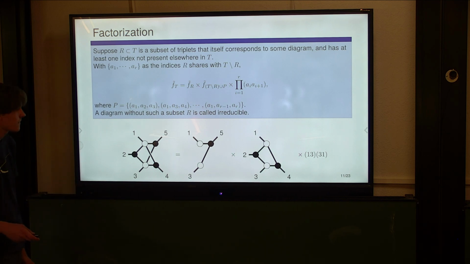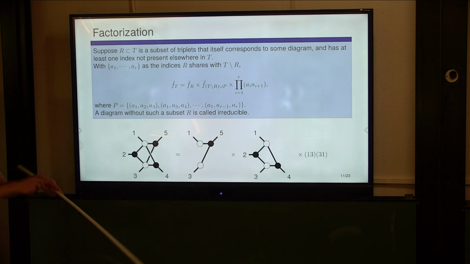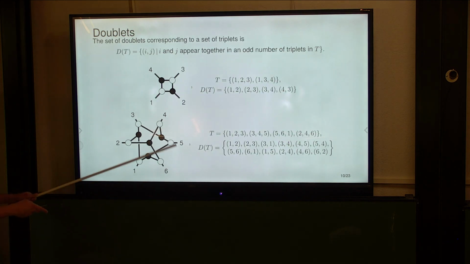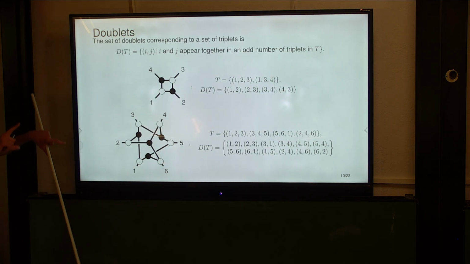And what does it mean that R corresponds to some diagram? I guess most importantly, it means that the number of indices in that subset is 2 more than the number of triplets. Because a diagram always has n indices, n minus 2 triplets. So factoring out one triplet always works, but most of the time you'll be factoring out some bigger irreducible piece. For example, you could find this diagram somewhere inside of a bigger one, and you'd be able to factor it out.